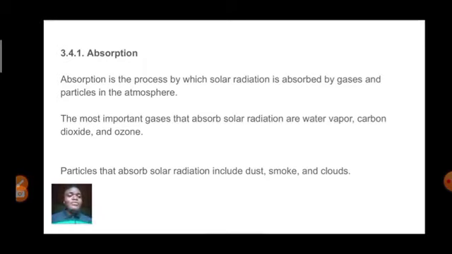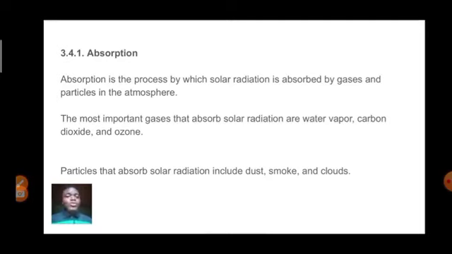As it passes through the atmosphere, some of it is absorbed by gases and other particles found within the atmosphere. Now the most important gases that absorb solar radiation are water vapor, carbon dioxide, and ozone gas. Remember, during our last lesson we talked about some gases that are responsible for the absorption of heat, and these are the gases that help keep our atmosphere warm. So the main gases that absorb heat in the atmosphere are water vapor and carbon dioxide.